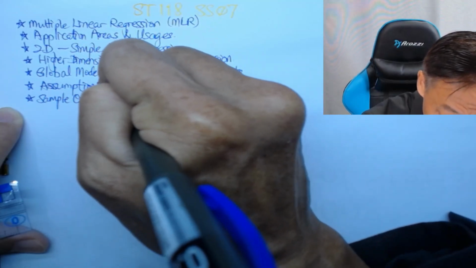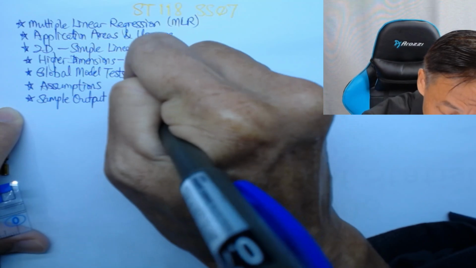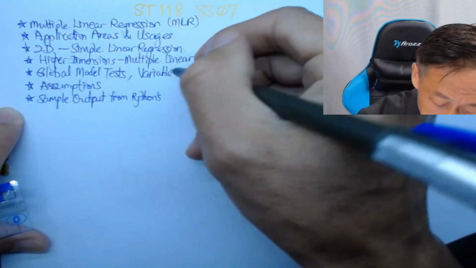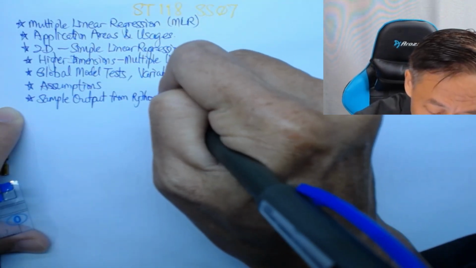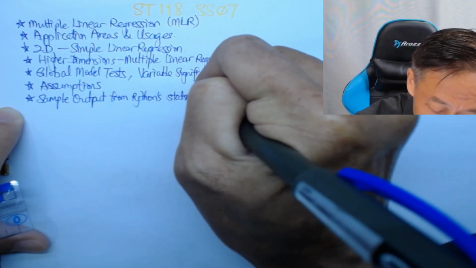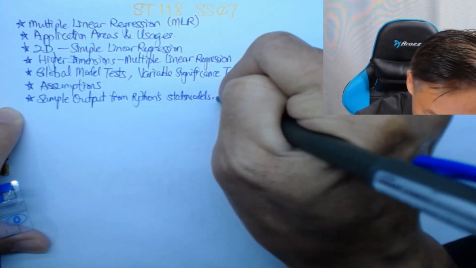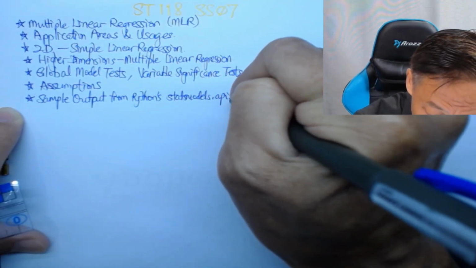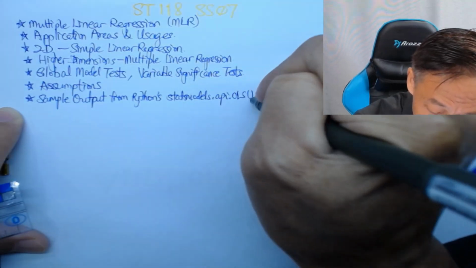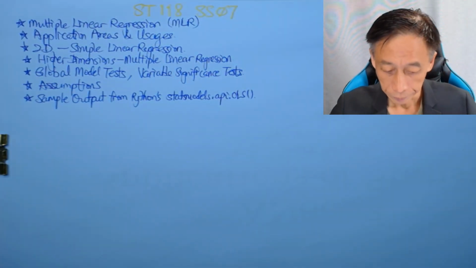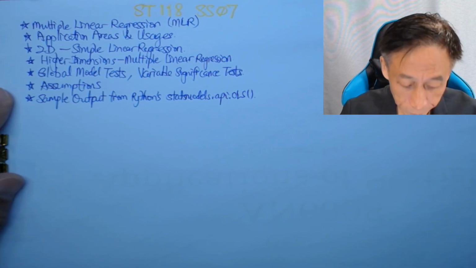From Python's... what is that? Statsmodels dot API dot OLS function. Okay, so that's our agenda.